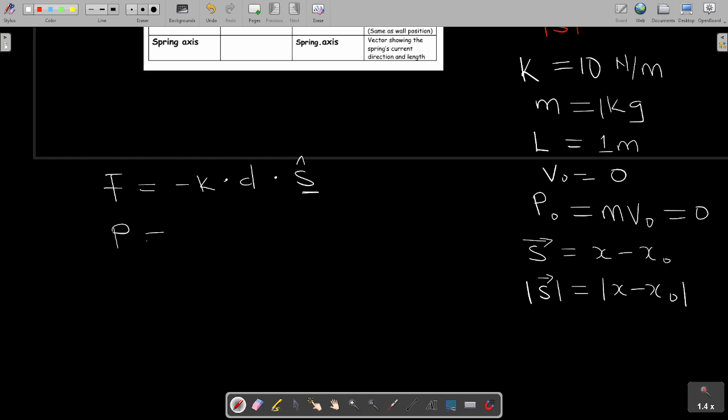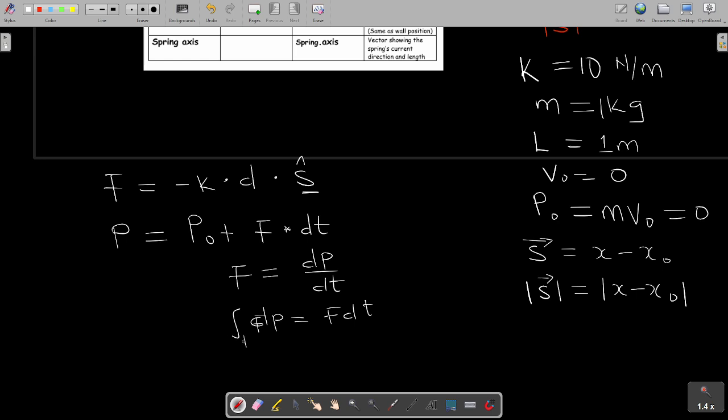Then you've got the momentum. We're updating this formula, so we update the momentum. Momentum P is equal to P naught plus F times delta T. Well, if you've forgotten how to calculate that formula, remember force is dP/dt, the rate of change of momentum. So if you do some integrals, you could have that dP is equal to F dt. Integrate this from P naught to P, and then integrate this from T naught to T. Right, so you would have the formula up there. P equals P naught plus F dt.